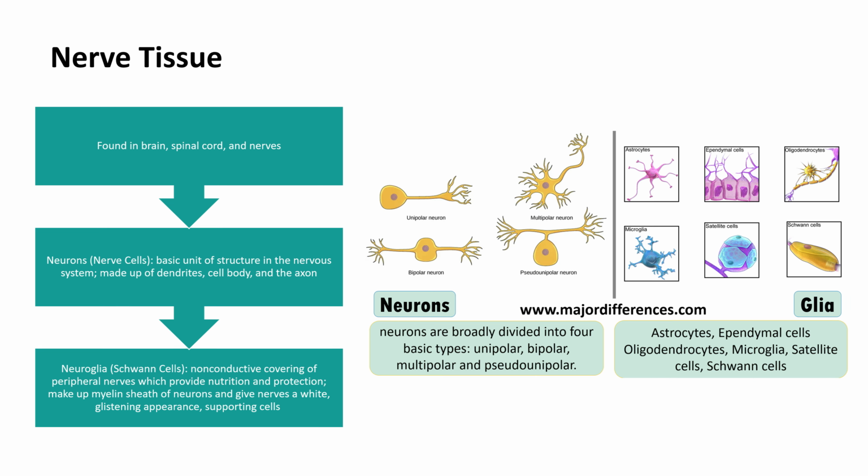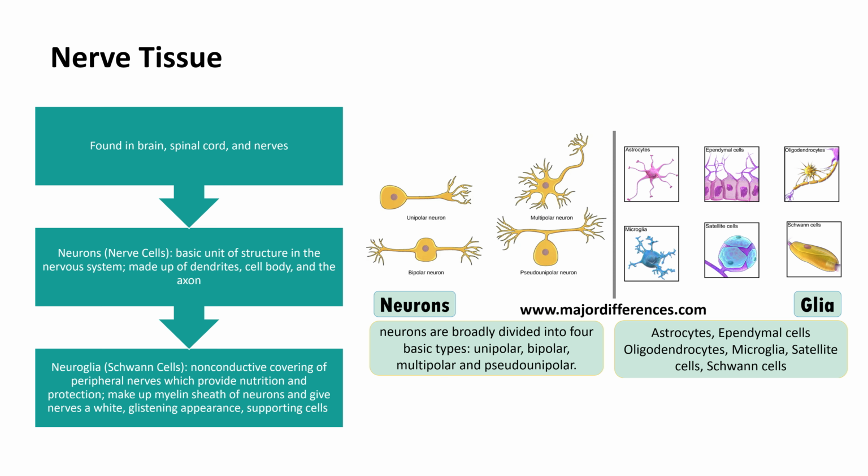Your nerve tissue is up next. So your nerve tissue is going to be your most highly specialized tissue that you have in the body. It's found in your brain, your spinal cord, your nerves. Your neurons, these are going to be basic units of structure in the nervous system and made up of dendrites, which are cell extensions that receive impulses. The cell body and the axon is an extension of the cell that conducts impulses away from the cell body.